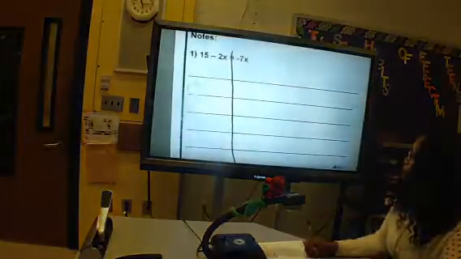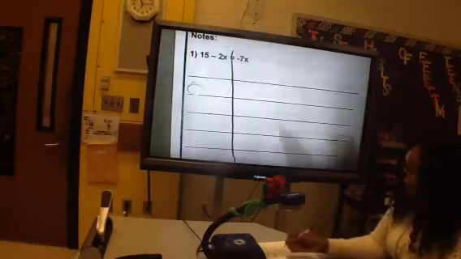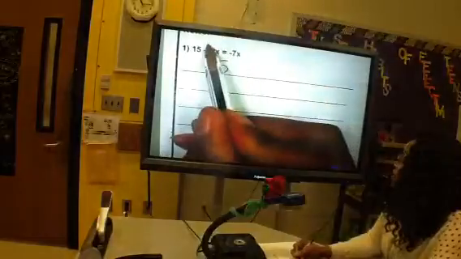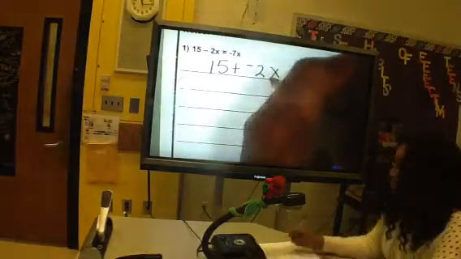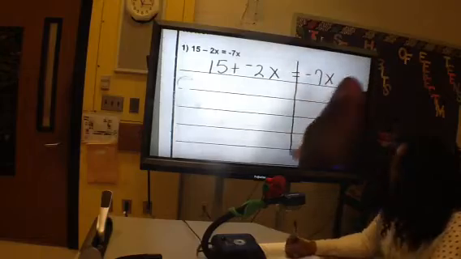So the first thing I'm going to do is to draw my balancing line here. I don't want to draw my balancing line here. I'm flipping that. So hold on. I want to write it first, and then I'm going to draw my balancing line. So here we go. So I'm going to write 15. I'm going to change this minus sign to a plus and the 2 to a negative. So that's plus negative 2x equals negative 7x. Draw your balancing line now.